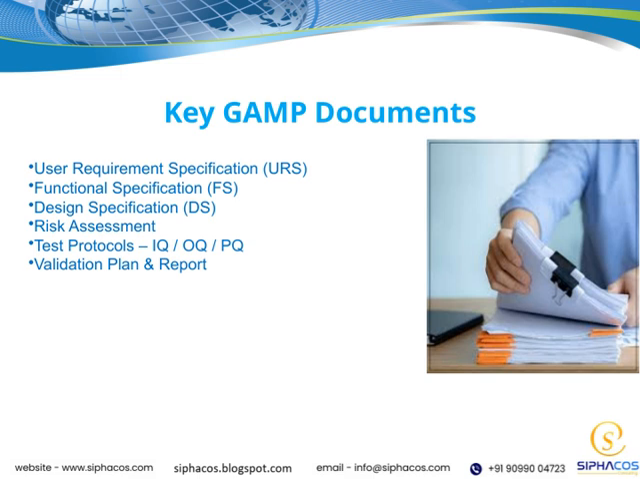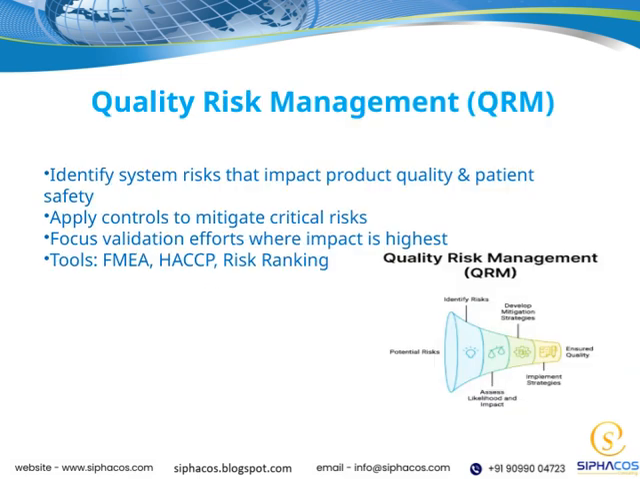Finally, the key GAMP documents tie everything together. They ensure that our validation activities follow good automation practices, helping us maintain quality and compliance throughout the process. Overall, these documents form the backbone of a thorough, compliant validation strategy, ensuring that our systems are reliable, safe, and fit for purpose. Now, let's focus on identifying system risks that can impact both product quality and patient safety.